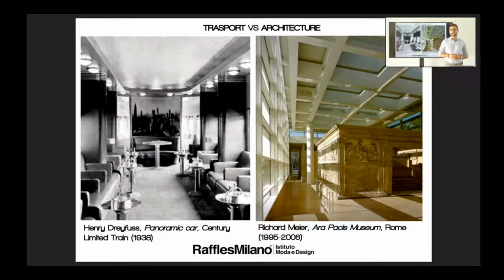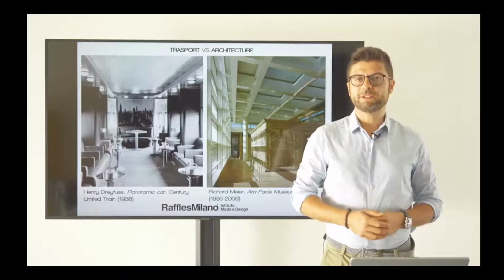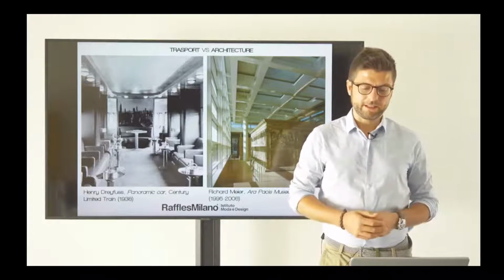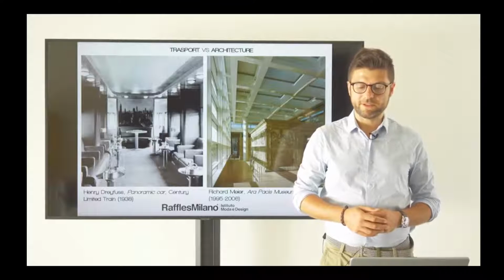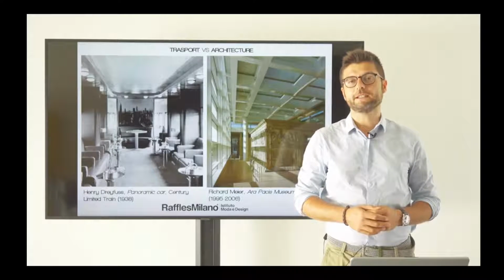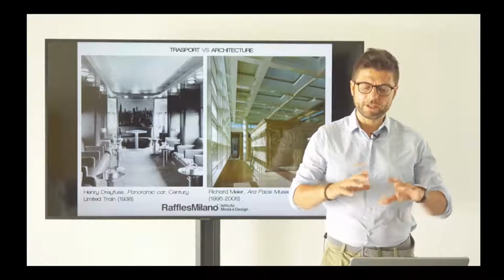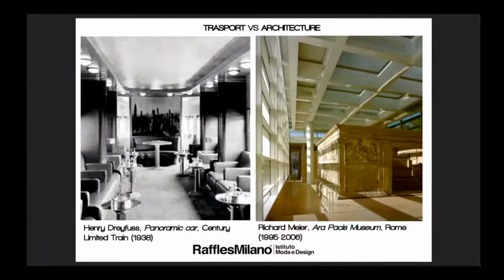Of this category are also part boats, airplanes, and trains, as we see here. On the right, instead, we see a building, an interior for a museum, in this situation designed by the American architect Richard Meier. Here, an interior interesting for the idea of containing another interior, the Ara Pacis. So it's a museum that contains a historical building.